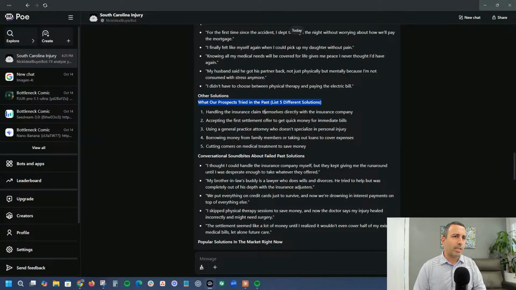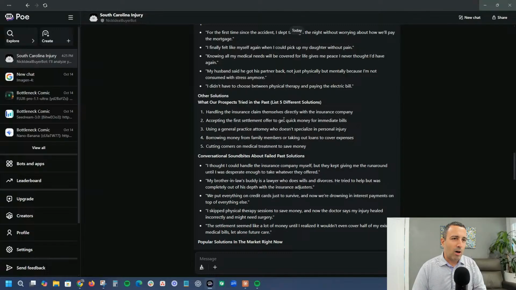This is what I question here, like how good this is, because personal injury is usually a pretty quick time frame, a pretty short time frame. Let's take a look. Number 1, handling the insurance claim themselves directly with the insurance company. I should probably say I'm not an attorney. Obviously, I'm working for attorneys to help them grow their law firms, not providing legal advice in any way.